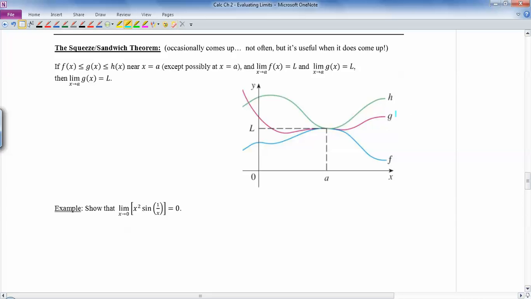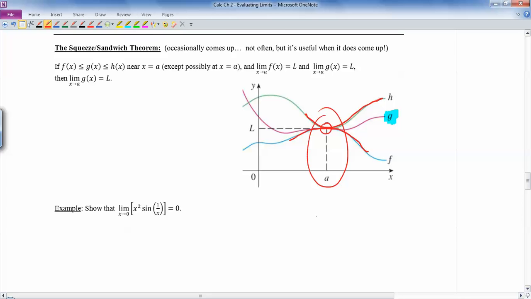So if you're trying to find that one, but it's a complicated equation or just a weird graph and you're not really sure what it does, maybe you can find a simpler function called h that's always bigger than g around the point where you want to take your limit. And you can find a function f that's always smaller than the one that you want. And they squeeze g into a specific spot right around a.